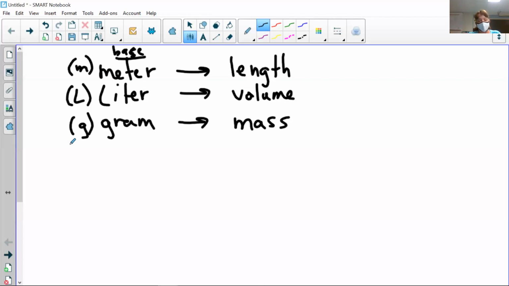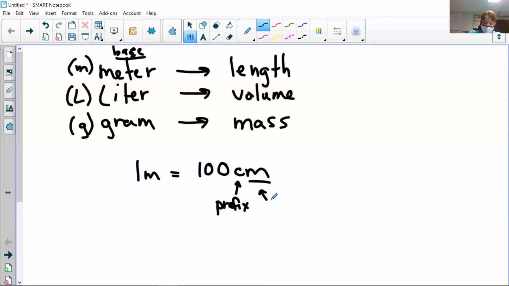But something that sometimes confuses the students is how we use these base units in relation to those prefixes. So if I told you that 1 meter equals 100 centimeters, when I write that centimeter, the C is the prefix, okay, so that piece that tells you how many of them there are, and the M is the base unit. So here we have that 1 base unit is equal to 100 centis of that base unit.